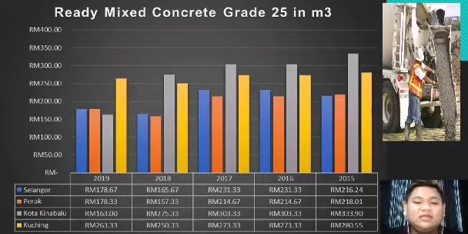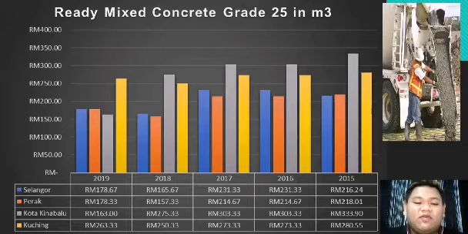We can see here in 2019 the highest price is in Kuching, Sarawak, about 263.53 ringgit, followed by Selangor at only 178.97 ringgit. Perak is quite the same, only a few cents cheaper than Selangor, at 170.33 ringgit. The cheapest price for ready mixed concrete is Kota Kinabalu, at 163 ringgit only.